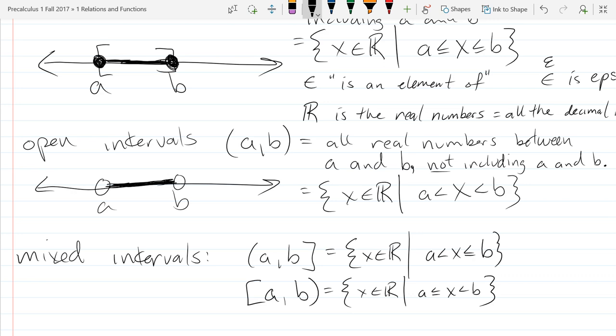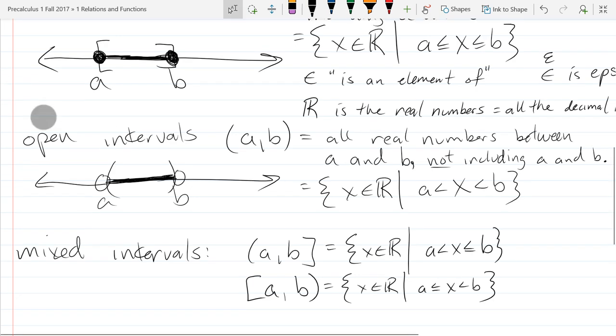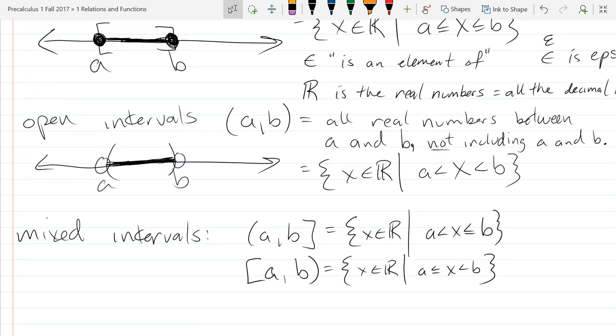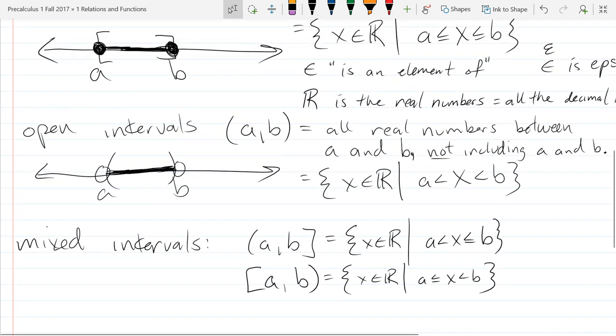I prefer to write like this, so just use rounded parentheses. So either way, you can write open and closed intervals. Mixed, of course, is going to be open on one side, closed on the other. So you just mix the two end notations together.